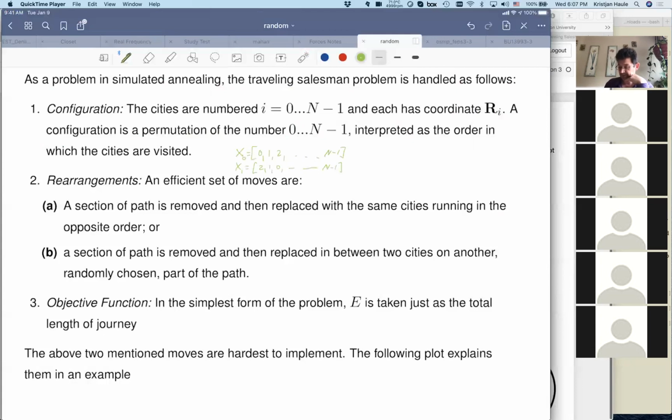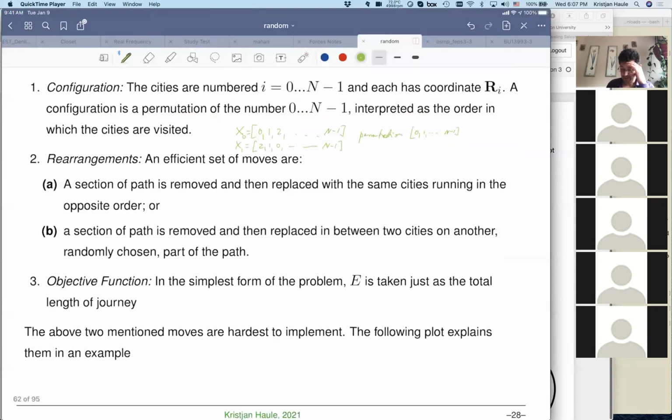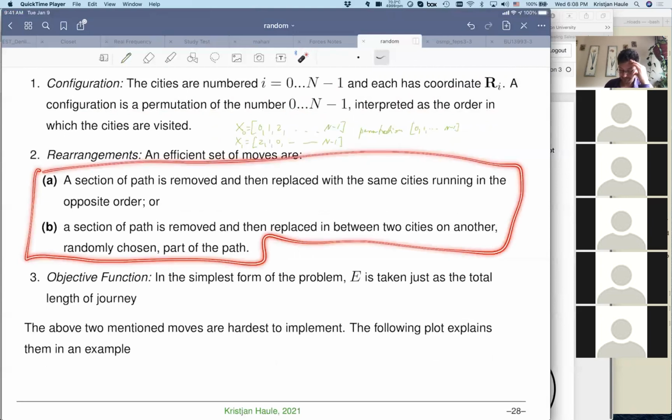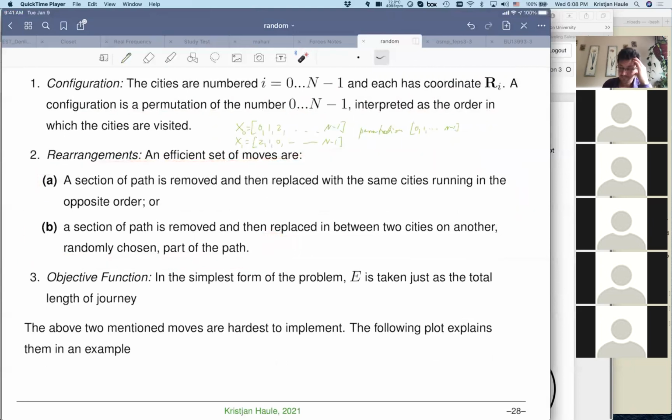Both are actually just permutations of the numbers between 0 and n-1. So a permutation is clearly a configuration in this case. So how do you change permutations? That's the question. What is the elementary move? What would you choose as elementary move? And here's the explanation. There are two moves that are commonly used and seem to be pretty efficient. I will try to be careful and explain what exactly this is.